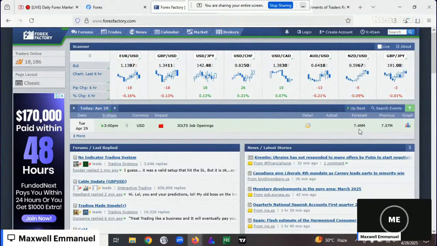So the expectation is that the dollar will be weak. That's the forecast, that the number will decrease, which means the dollar will be weak. So if the actual is less than the forecast, you should expect more sales on USD. If you execute a trade before this time, it's risky.